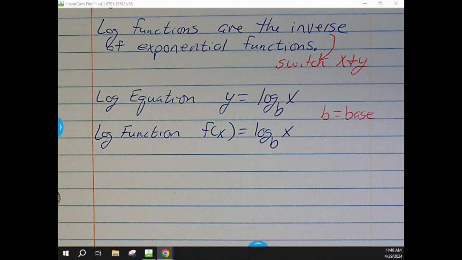The big thing we're going to do today is take things that are in exponential form and rewrite them in log form, and then take stuff that's in log form and rewrite it in exponential form. You're going to be like, what? We're not really doing anything with it. No, we're not going to do a lot with it.